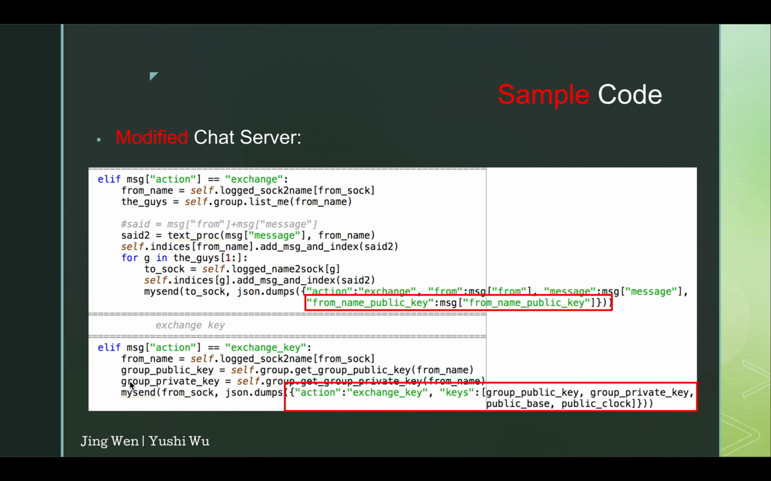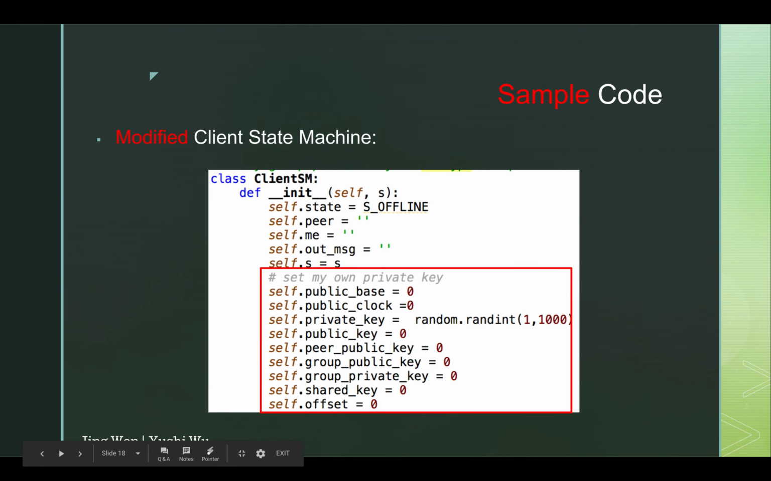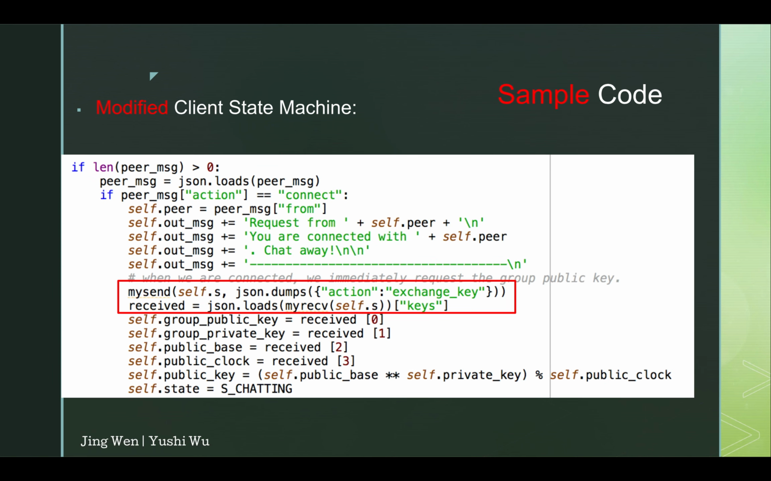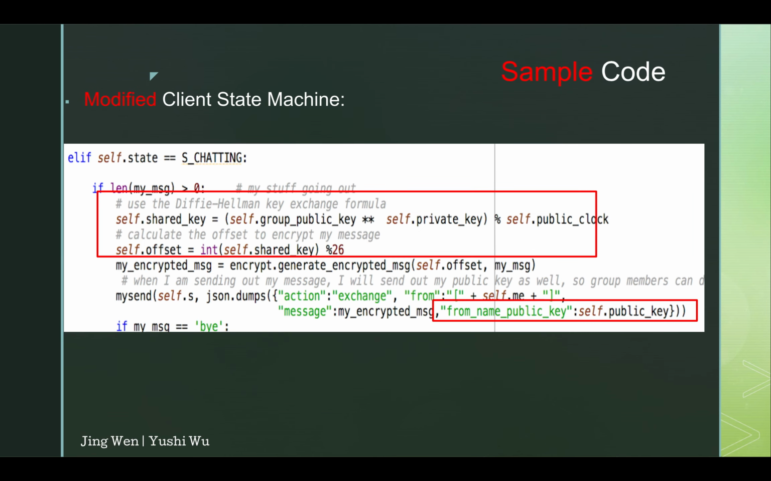And also, we build a new function called exchange key dictionary so that whenever I'm connected here like this, or people connect to me, I can retrieve my keys immediately from the dictionary. And when chatting, I can use the group key that comes with the group peer message to decrypt and encrypt my message.